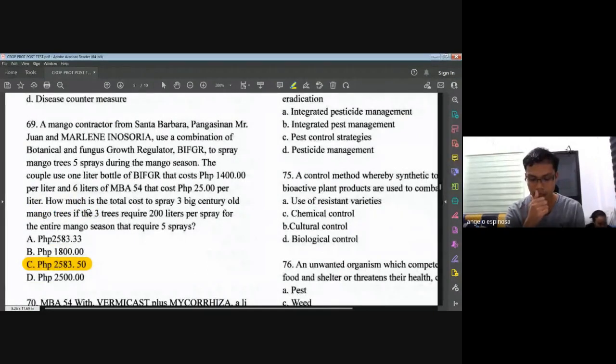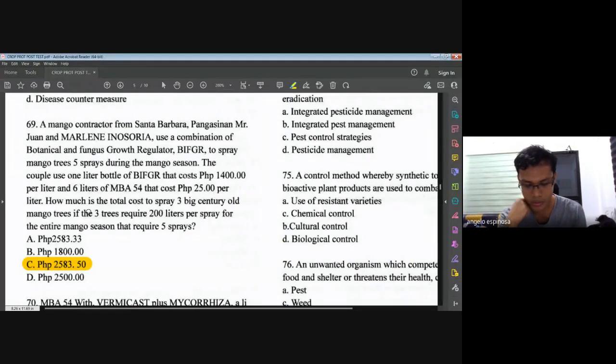Okay, the total liter of the water, that is 200 liters per spray, and then divided by three trees, is equals to 66.67 liters per spray. And then we have 66.67 liters per spray, times 5 sprays. That will give you 333.35 liters. Okay? And then, let's now proceed to the cost. Oh, cost na tayo. Tinatanong kung magkano. So, cost, that is 1,400 per liter. Okay? So, ngayon, times natin sa 1 liter.